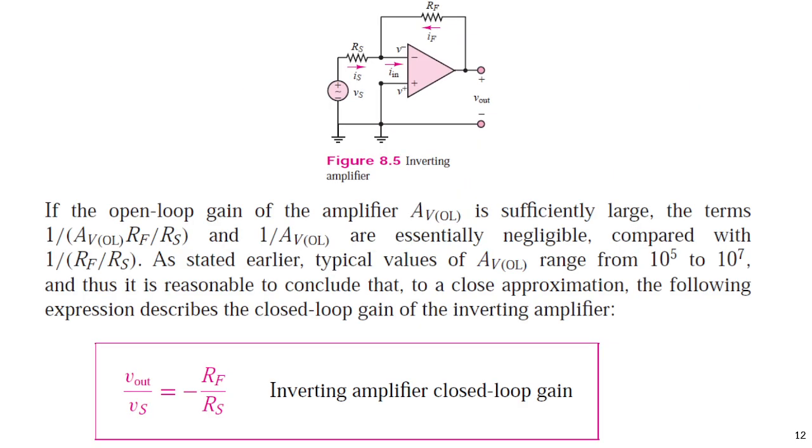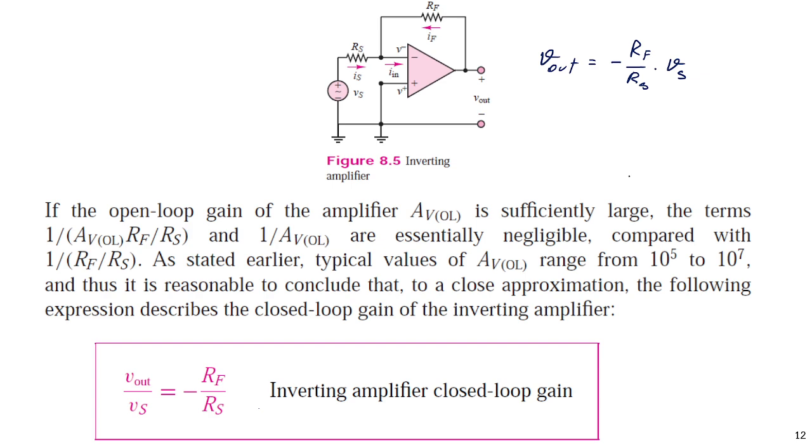So this is the relation of V out and Vs in the inverting amplifier closed loop gain. Usually we use the amplifier with a closed loop circuit, right? Closed loop gain. So V out, in this case, if you find this type of circuit, V out will be minus RF by RS into Vs, right?